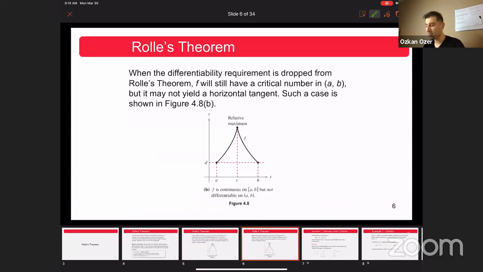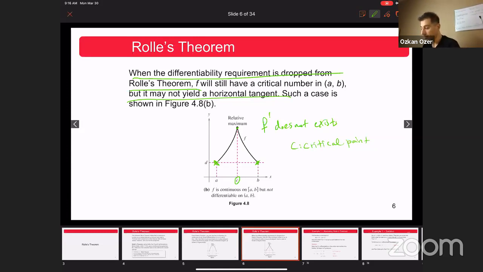And here is one example where the differentiability requirement is dropped from Rolle's theorem. As you can see from the graph, f still has a critical number in (a, b), right? This is c, where f prime does not exist. We discussed that if you have a cusp type behavior or sharp turns, f prime is not defined, so that makes c a critical point, right? You still have a relative maximum, as you can see from the graph, but you don't have a horizontal tangent line. It's not like the endpoints provide you the same value. f is still continuous, but not differentiable. So in this case there is no horizontal tangent line, even though you have a relative maximum value achieved within the interval (a, b).